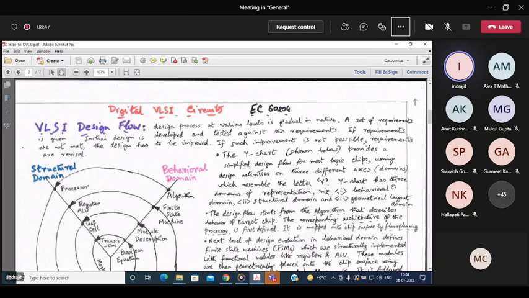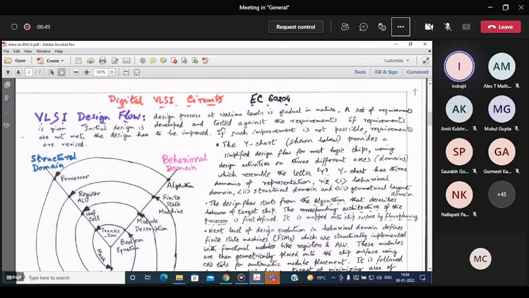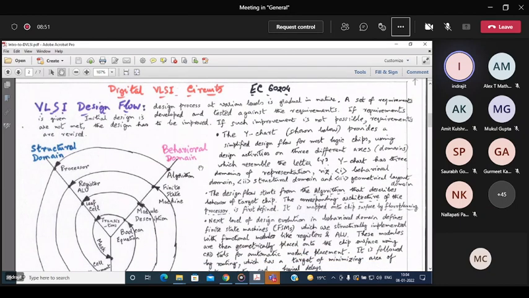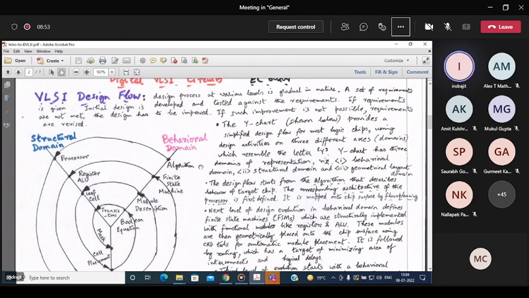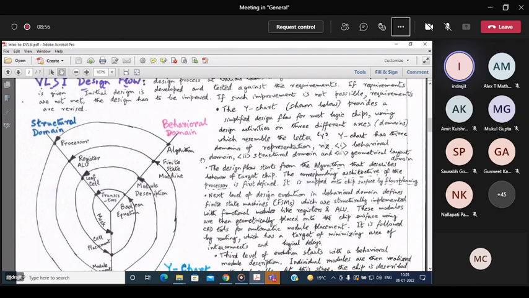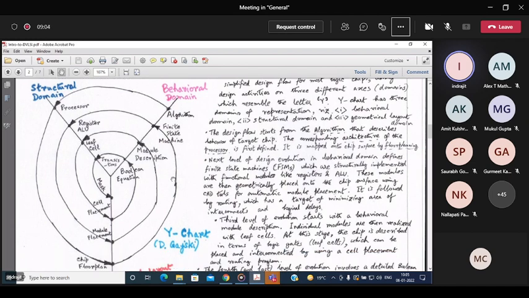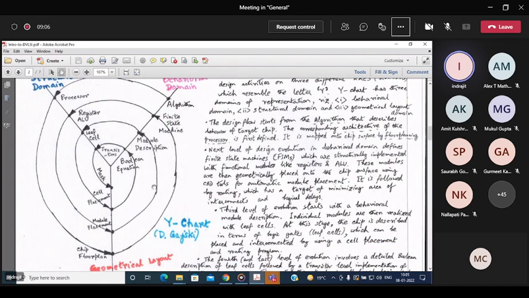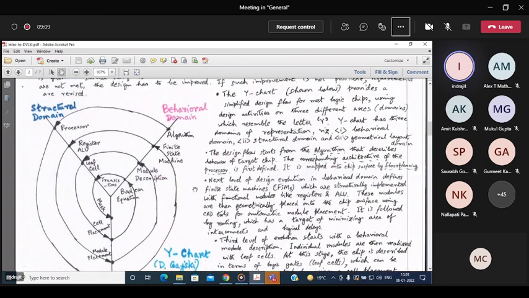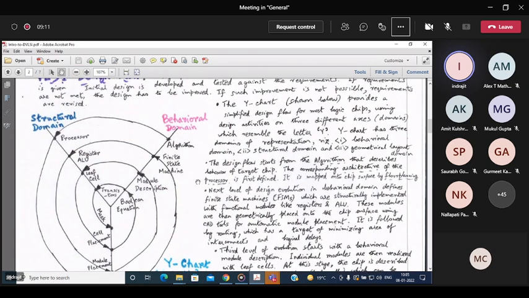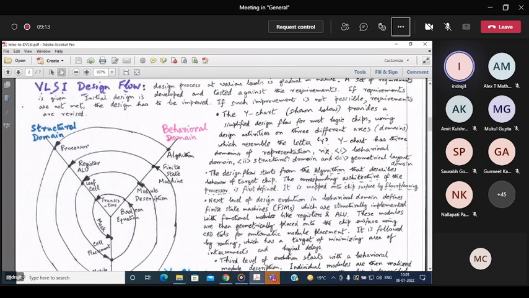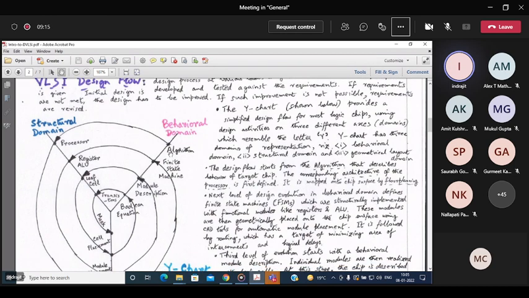For this VLSI design flow, there is a very celebrated Y chart. As you can see, in the form of a Y diagram, we have different axes or different planes: the behavioral domain, the structural domain, and the geometrical layout domain. These three are the principal domains. When the process starts at the very beginning, we have a simple algorithm.